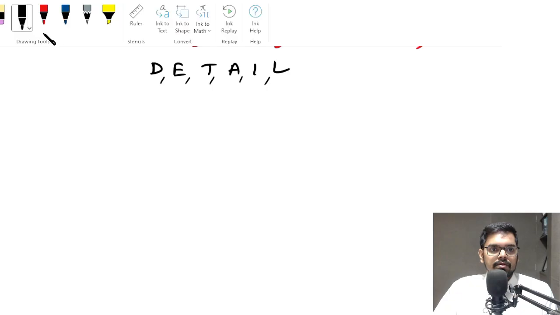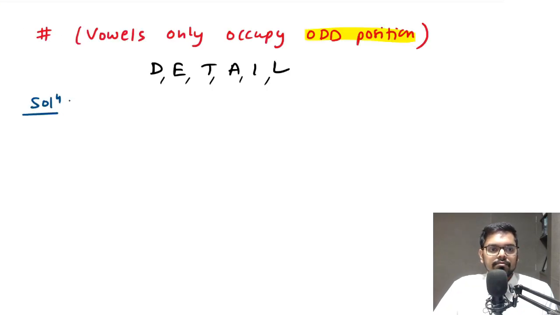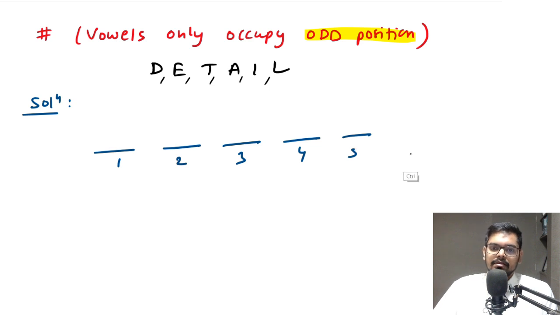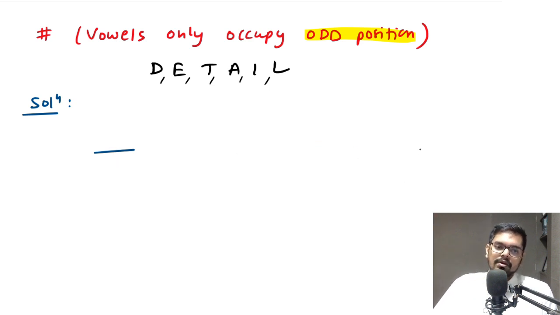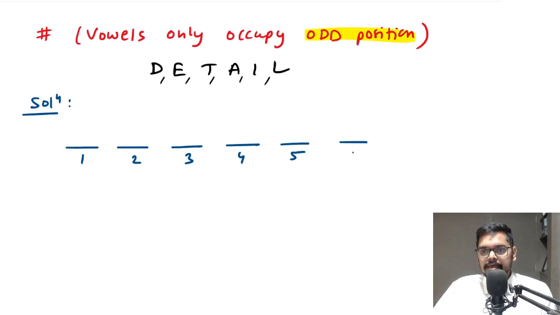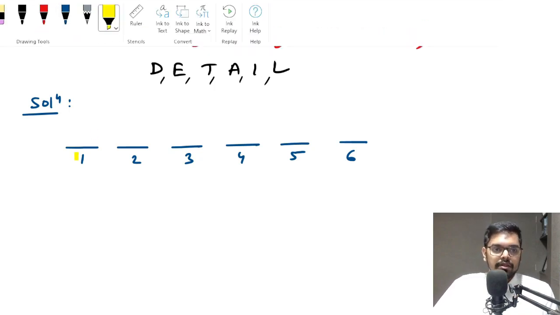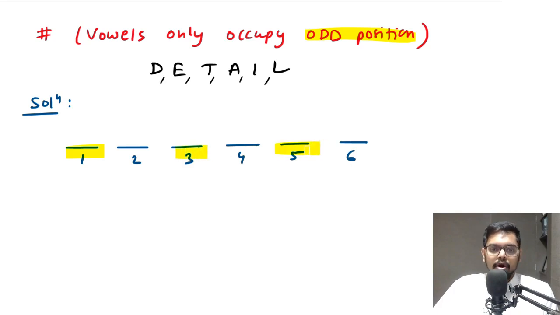Let me write the solution with a different color. We'll have 6 places. First place, second place, third place, fourth place, fifth place. Isn't it my writing going like a mountain way upwards? Let me write it flat. 1, 2, 3, 4, 5, 6, right? So 6 positions are there. In those 6 positions, you have to fill vowels at the odd positions. So odd positions are only 1, 3 and 5. These are the odd positions, right? So in these places only vowels should come, which is E, A, I.